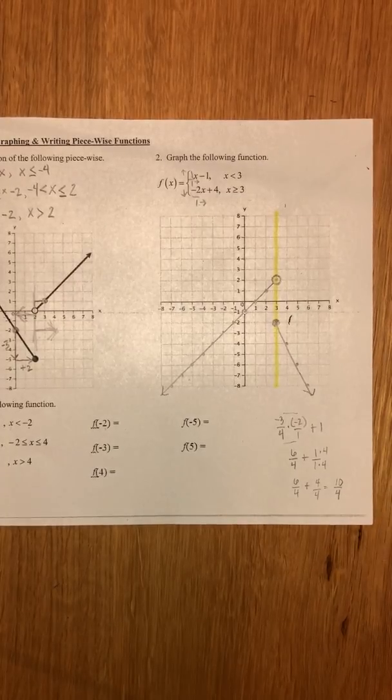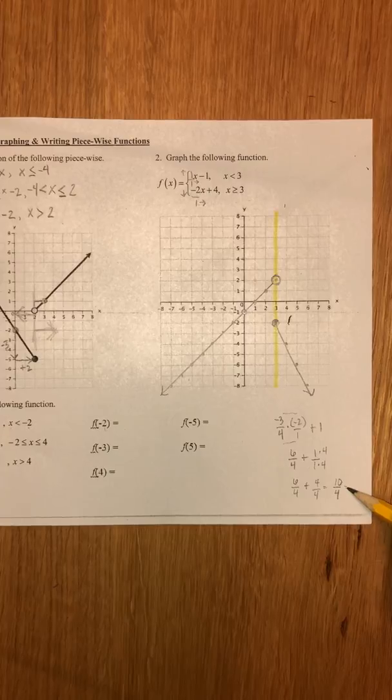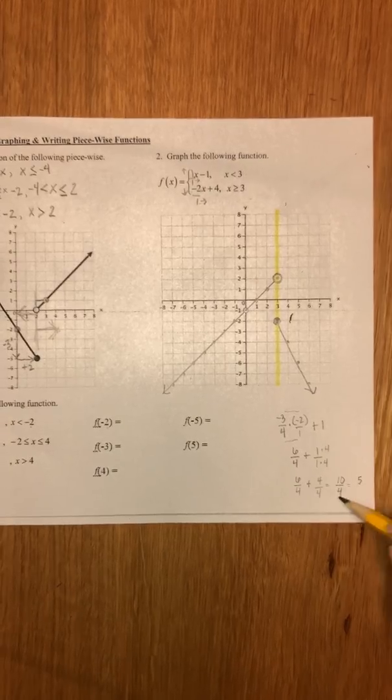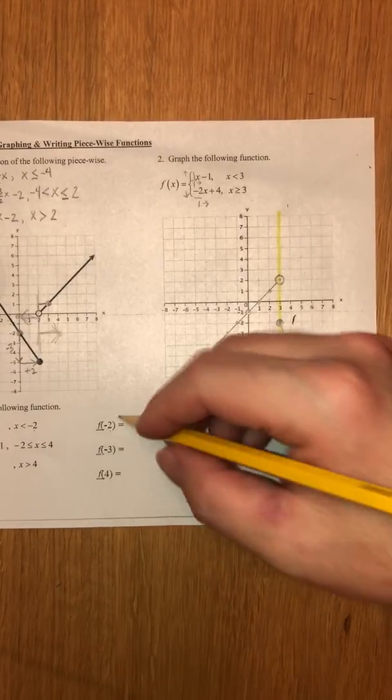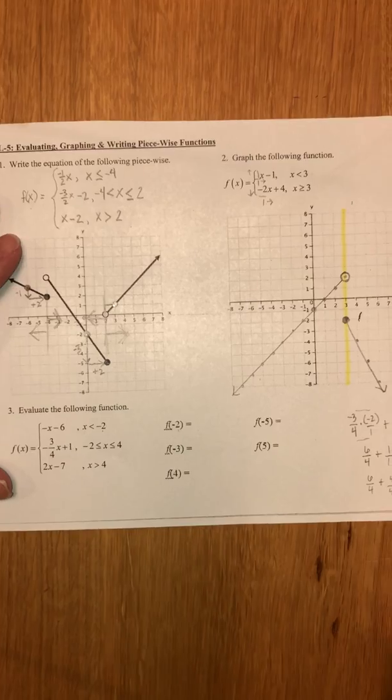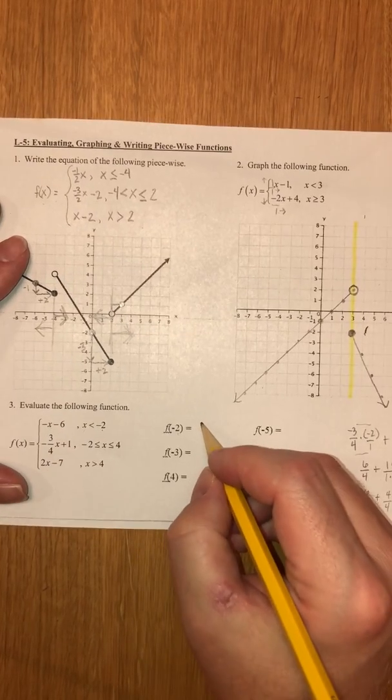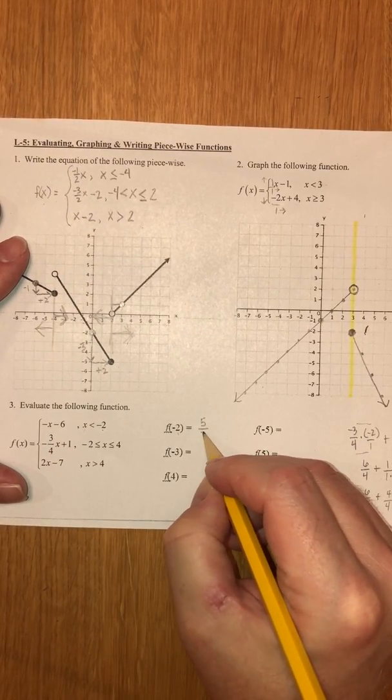Denominator stays the same. And this fraction can be reduced. And if you can reduce a fraction, you must reduce a fraction. It's not an option. So I see that a 2 can go into both. So if I take 10 divided by 2, I would get 5. And 4 divided by 2, I would get 2. So that is how I find f of negative 2. So I'm going to bring that over here. F of negative 2 should be 5 over 2.